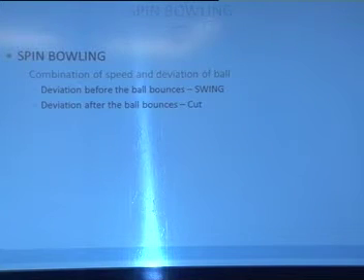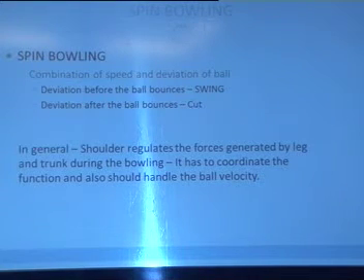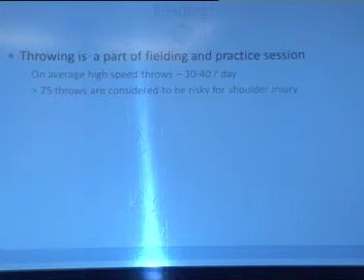If you look at the spin bowlers, they have a combination where they have to give speed, and also the ball deviates from its axis. So they have two things: swing balls, where the deviation is before the ball bounces, and the deviation after the ball bounces is called cutting balls. But in general, the shoulder has to regulate the forces generated by the leg and trunk and also control the ball velocity precisely. So the shoulder is at the brunt of most of the action of bowling.